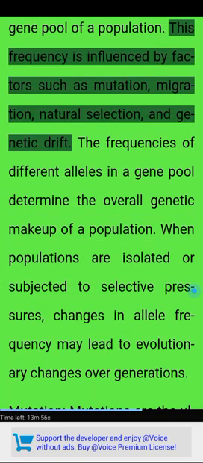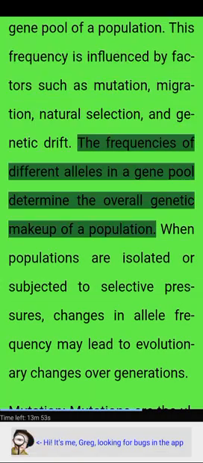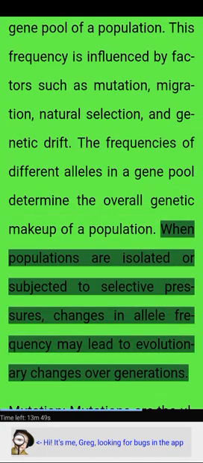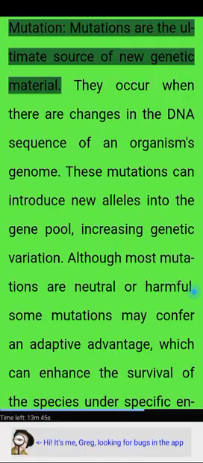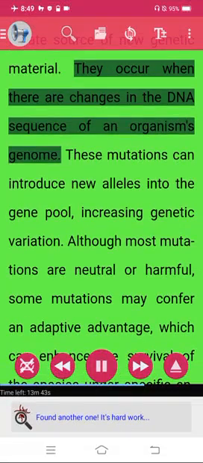population. This frequency is influenced by factors such as mutation, migration, natural selection, and genetic drift. The frequencies of different alleles in a gene pool determine the overall genetic makeup of a population. When populations are isolated or subjected to selective pressures, changes in allele frequency may lead to evolutionary changes over generations. Mutation. Mutations are the ultimate source of new genetic material. They occur when there are changes in the DNA sequence of an organism's genome.